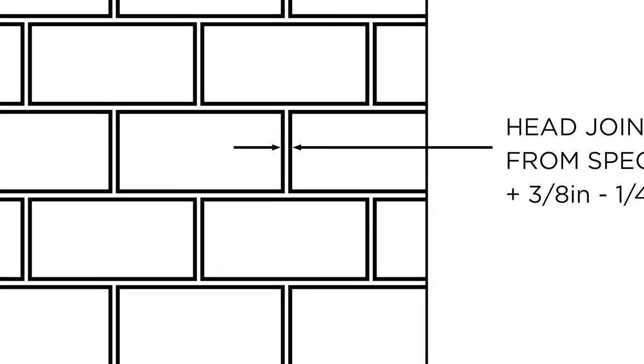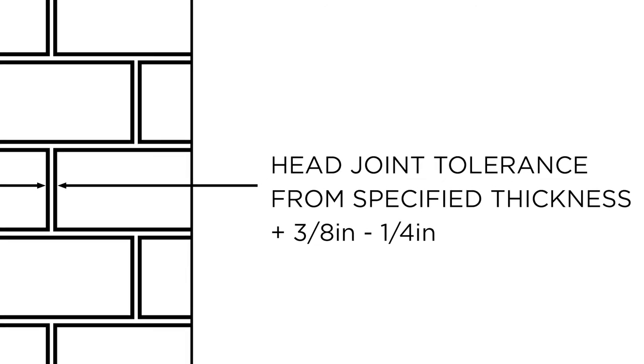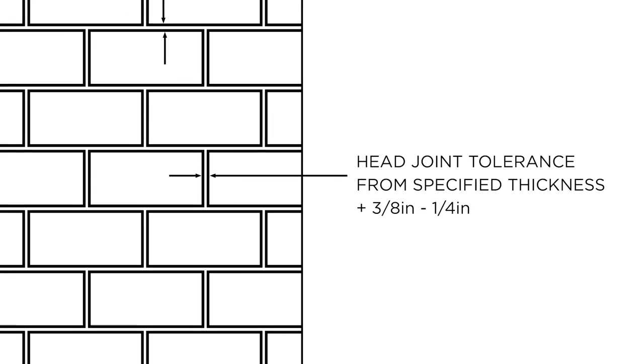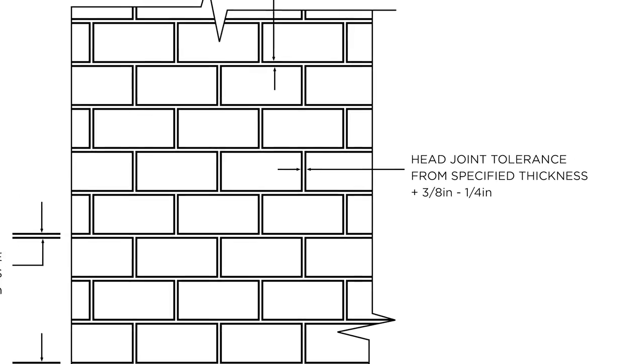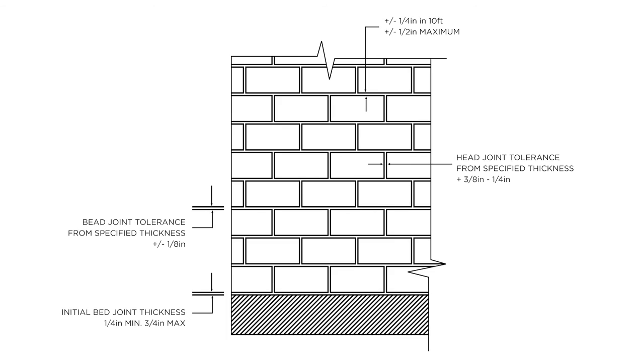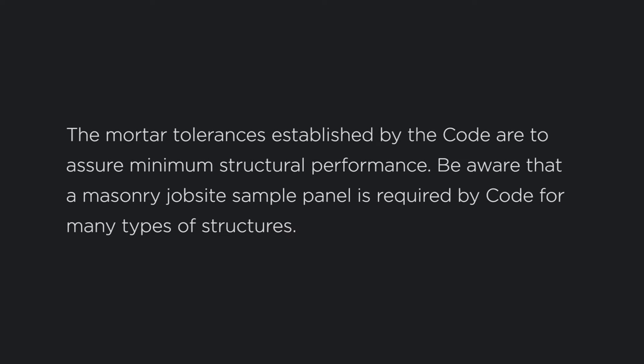In clay, concrete, or stone masonry, head joint thickness is permitted to vary from the specified value by minus 1/4 of an inch and plus 3/8 of an inch. When the specified thickness is 3/8 of an inch, head joints must have a thickness between 1/8 of an inch and 3/4 of an inch. The mortar tolerances established by the code are to assure minimal structural performance.